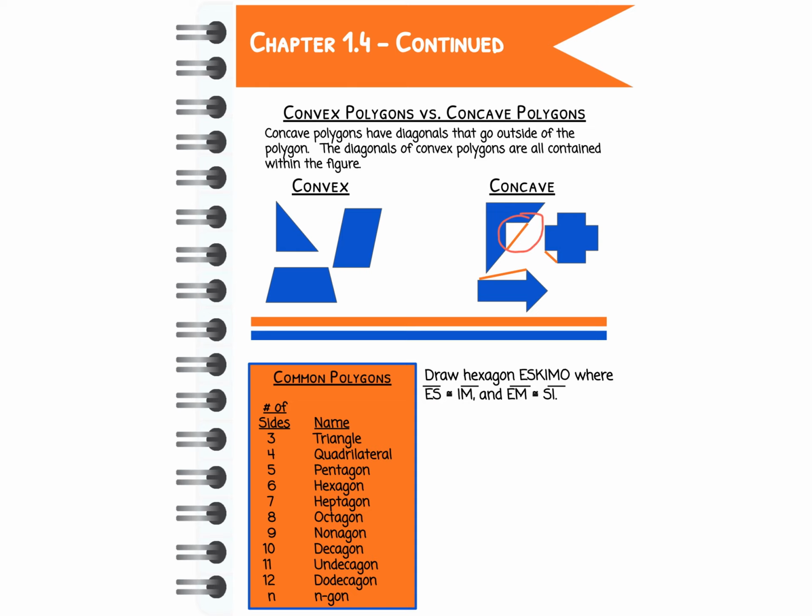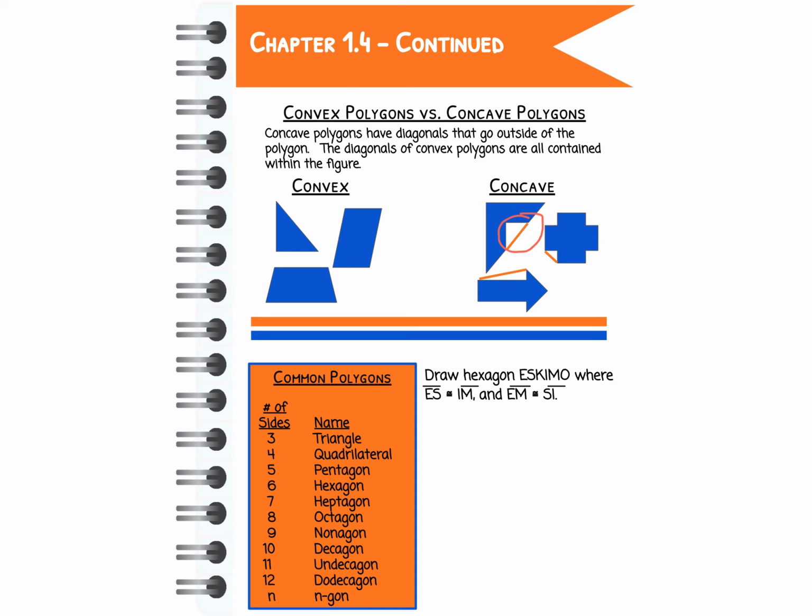All right, then we have some common polygon names here. So we have the list of number of sides. Most of those you're probably going to know. Some that are not as familiar to people usually are 7 is a heptagon. Okay, 9 is a nonagon. 11 is undecagon, and 12 is dodecagon. Okay, those are probably ones that you're not familiar with.